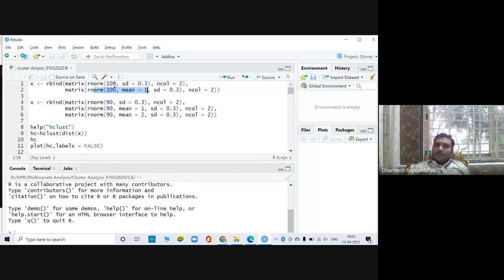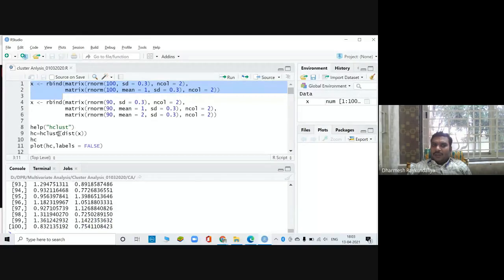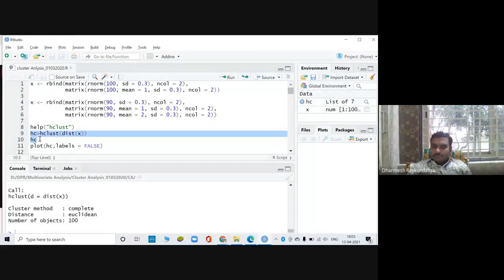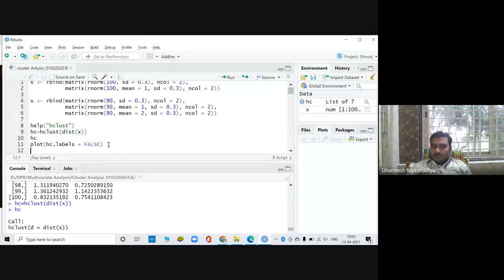Of course, when you divide this 100 into 50-50, I have written column 2 equal to, that means 50 observations in each column. There are two columns. Here I am using rbind, that means I am merging. And if I make this graph just for understanding, this is my X. Then I will find the distance matrix of this X and find its cluster solution. So it is giving the distance, and then I will find the plot.